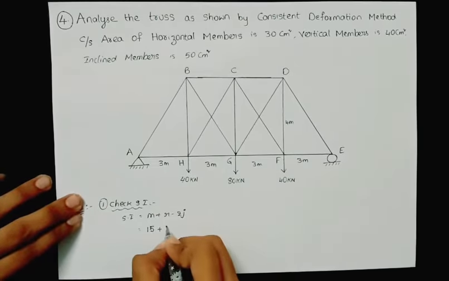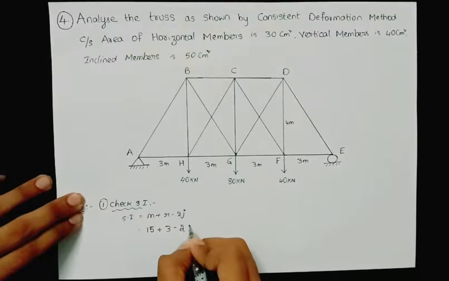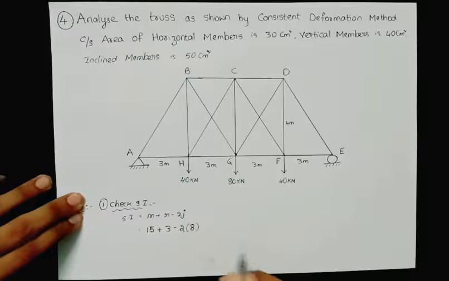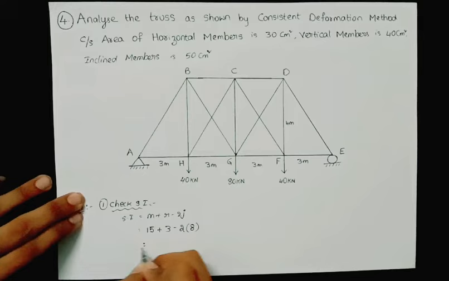Therefore 2 plus 1 is equal to 3, minus 2 into the number of joints. There are a total of 8 joints. If you want you can count. These two are not joints, they are just crossings. So the SI value is obtained as 2.